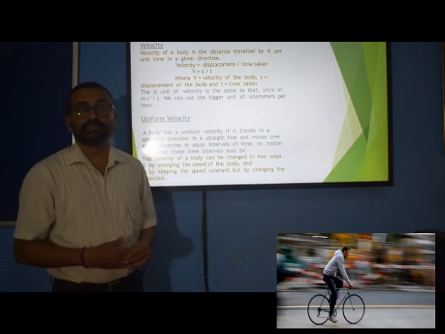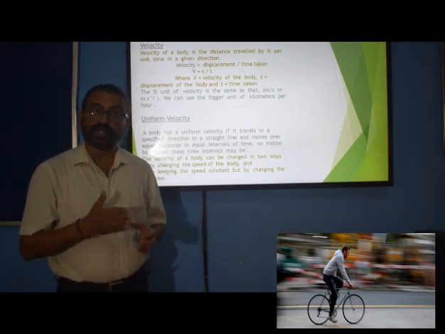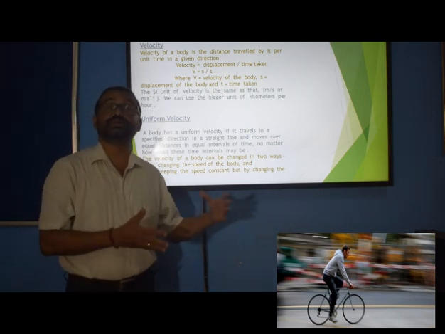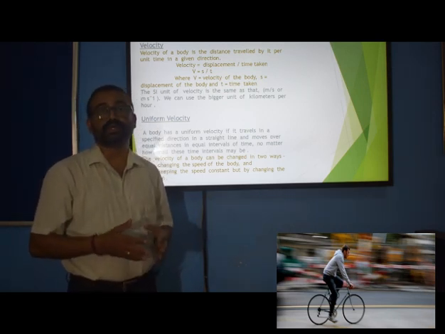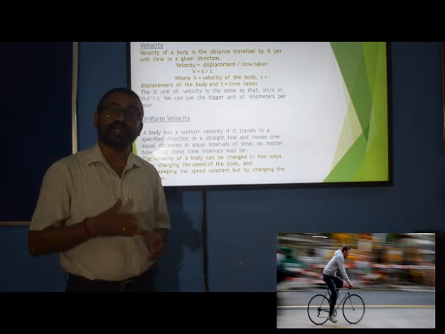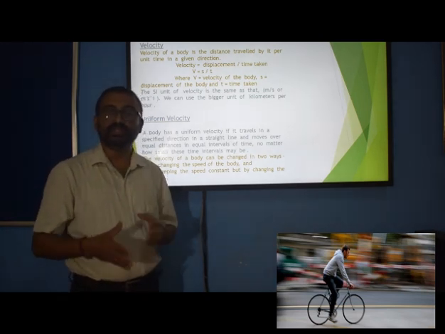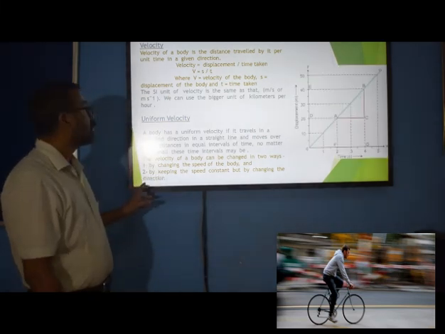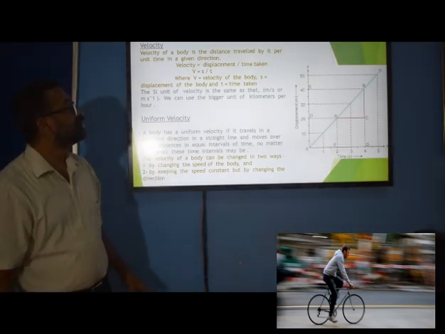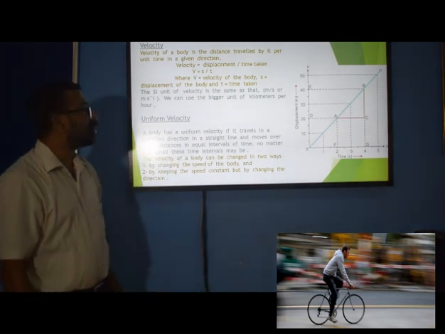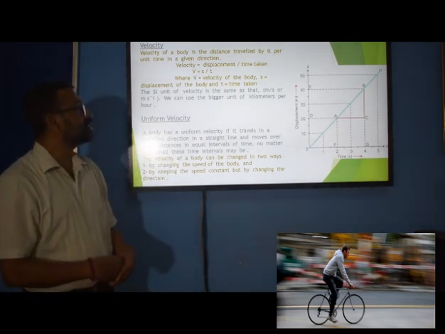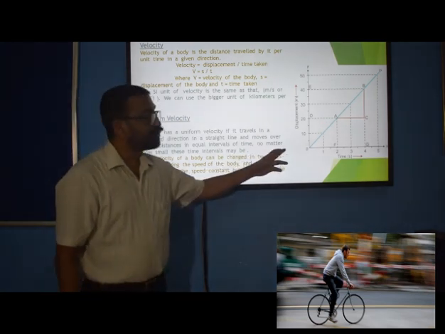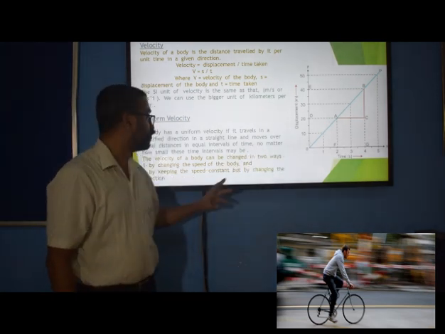So dear children, velocity is attached with two things. One is its magnitude, that is speed itself. The second one is in which direction this body is moving. So either we can change the speed or we can change the direction. In these two ways we can change the velocity. See this graph. It is increasing at a constant rate. Displacement is increasing at a constant rate. So this is an example of uniform velocity.